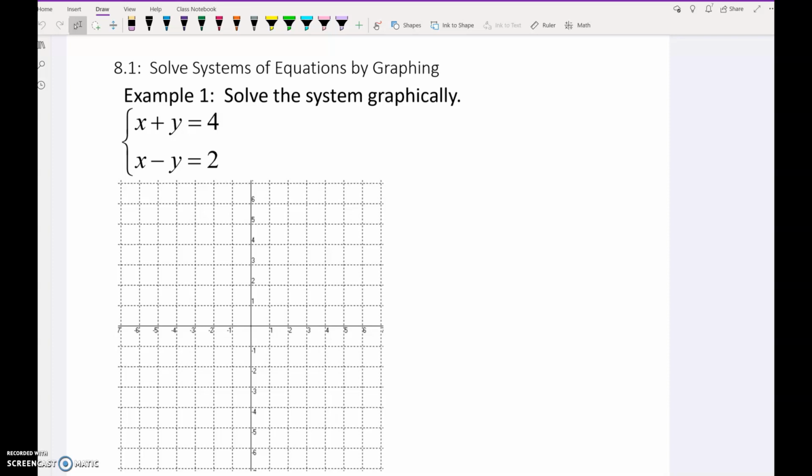Another way to solve systems is to graph the systems. Now there's a couple things that you need to watch out for on this. The first thing is that you need to get both of your equations to look like y equals mx plus b so that you can easily graph them.